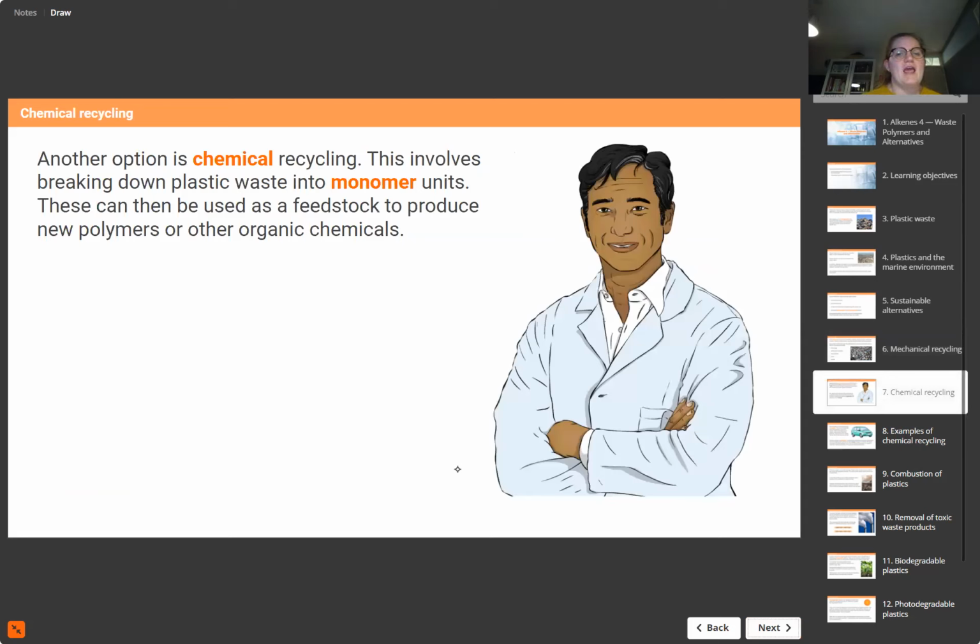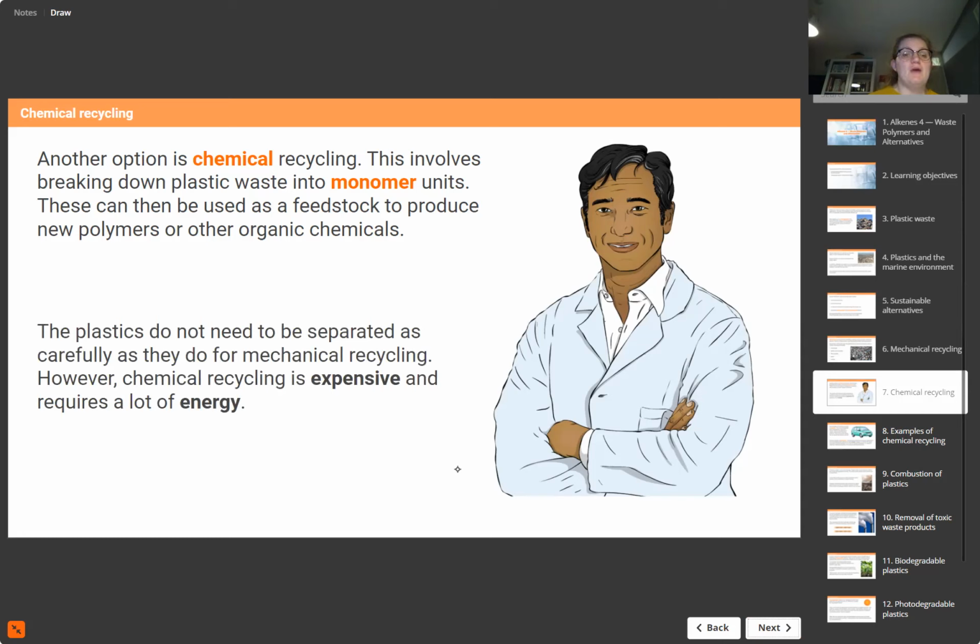Chemical recycling. This is actually where we break down the plastics into their monomer units. If you think about it, it's almost like when we digest our food and we break down our macronutrients into micronutrients, back to their monomers. When we break down the plastics to their monomer units, we can use these monomer units as feedstock to produce new polymers or to make other organic chemicals, because obviously they are organic compounds.